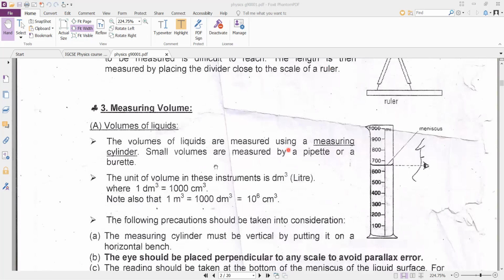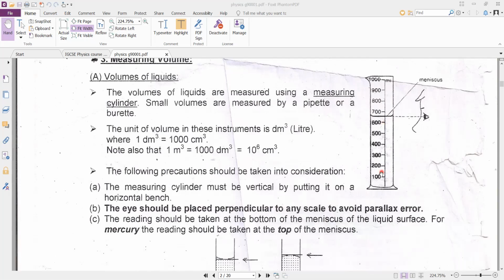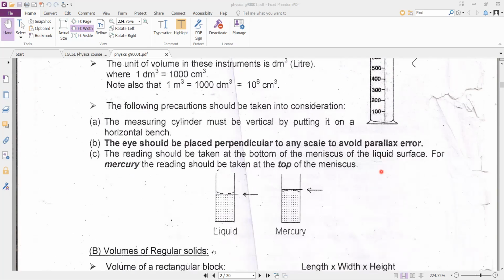And how to measure volume? We know that liquids use a measuring cylinder. Read it sharply below the meniscus, because the meniscus is for liquids. There are two types: water and mercury. In water the meniscus is below the water level, and for mercury the meniscus is above the liquid. Okay, Shabab.